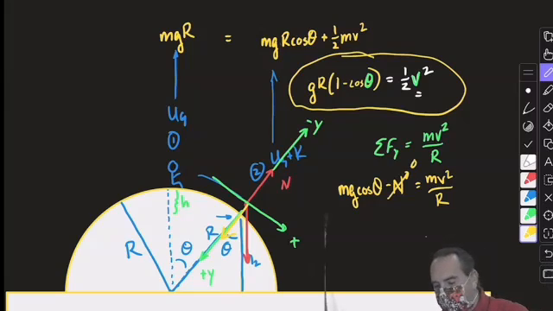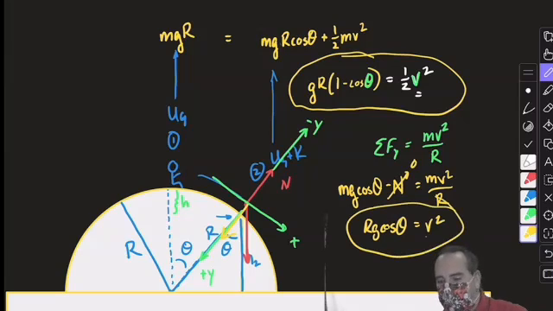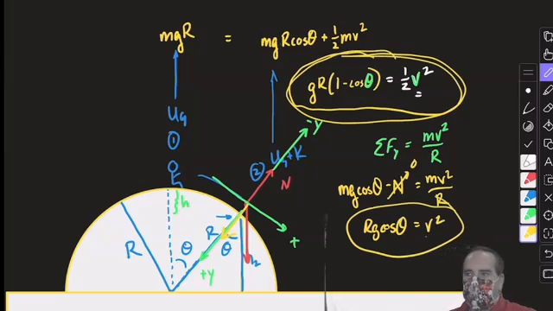That makes this R g cos theta equals V squared. So you've got this relationship and you've got this relationship. Eliminate V. When you eliminate V, all of the other variables fall away as well, which means you can get a solution for theta, where theta equals 48 degrees.